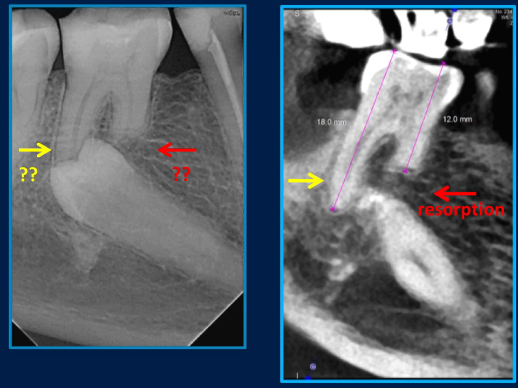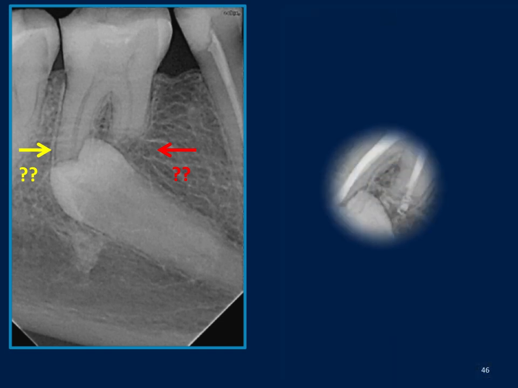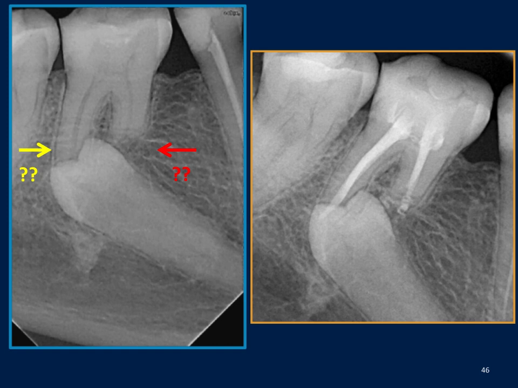a buccal view of the cone beam. It will show me we are dealing with a resorbed mesial root and a non-resorbed distal root. The length of the distal root is 18 millimeters. The mesial root is 12 millimeters. So in the distal root, we will make regular treatment with gutta-percha, while in the mesial root, I will place MTA or Biodentine. I will consider it as an open apex tooth.